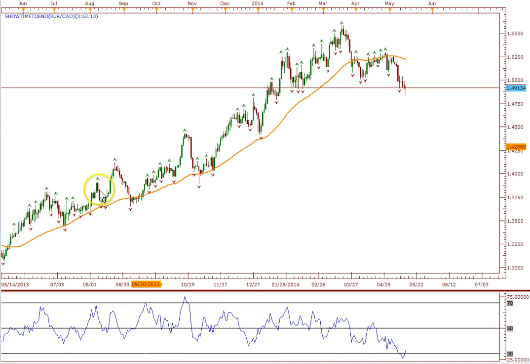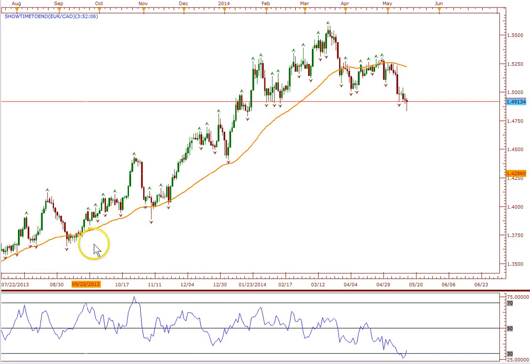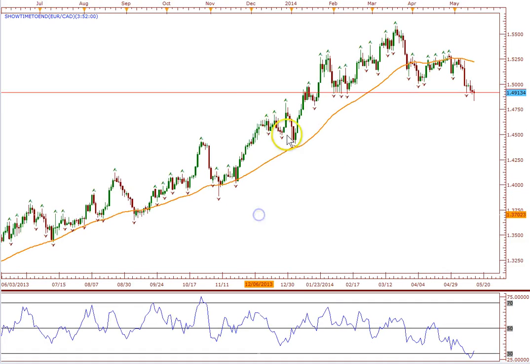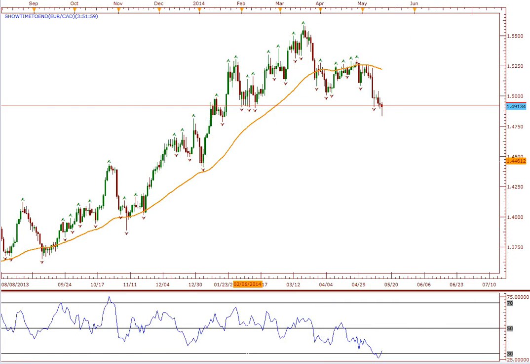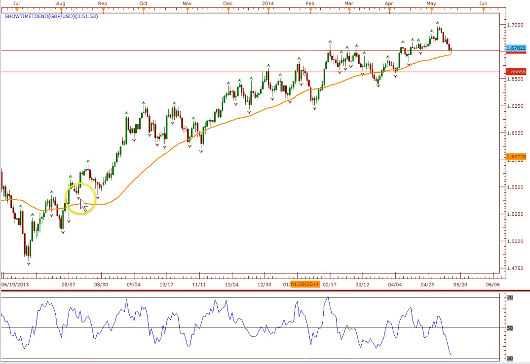And let me show you on another pair, Euro CAD, same thing. Market's moving up, pulls back to the 50 period moving average, pulls back here, pulls back here, pulls back there, and so on. Same thing with the pound dollar. We're in a trend, the market pulls back to there, pulls back there, pulls back there.